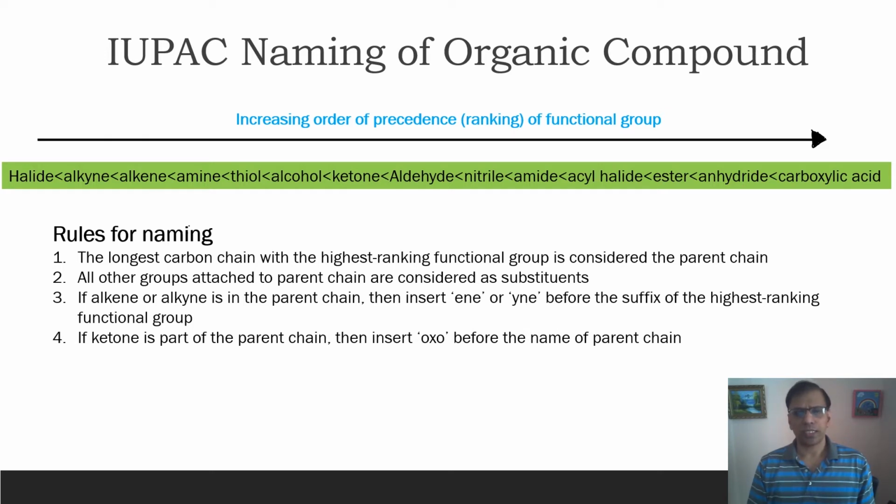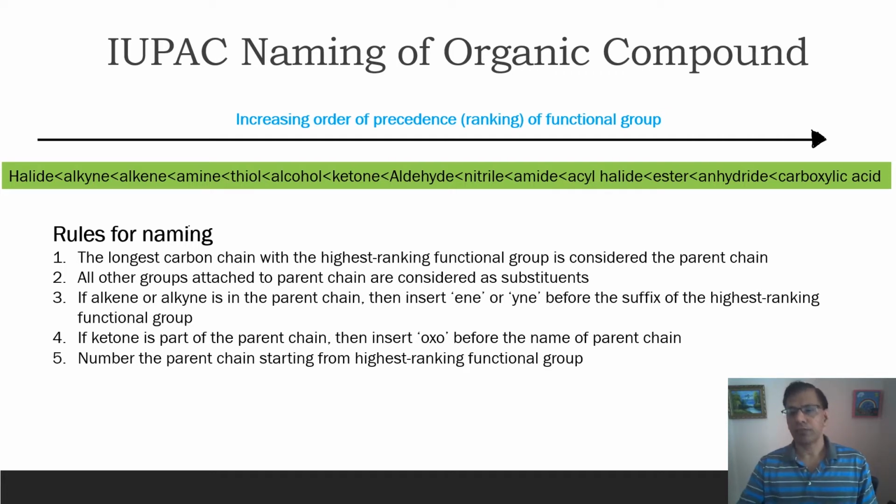And if ketone is a part of the parent chain, then we introduce the word oxo before the name of the parent chain. Also, we include the number as a prefix before oxo to indicate the location of the ketone group. And finally, we number the parent chain starting from the highest ranking functional group. So for example, if the molecule is an ester, then that's the highest ranking functional group, and all other substituents which have lower priority will be considered substituents if they are attached to the parent chain.